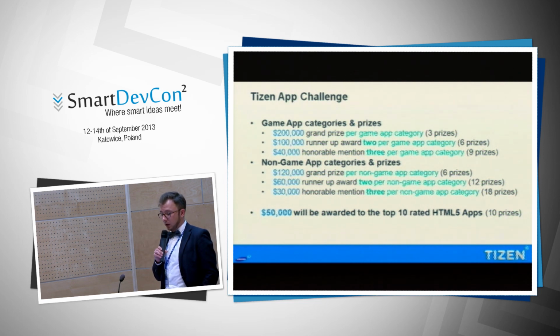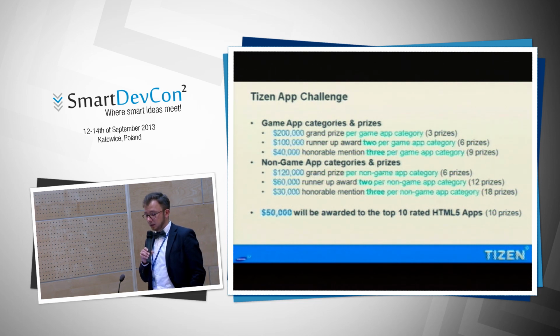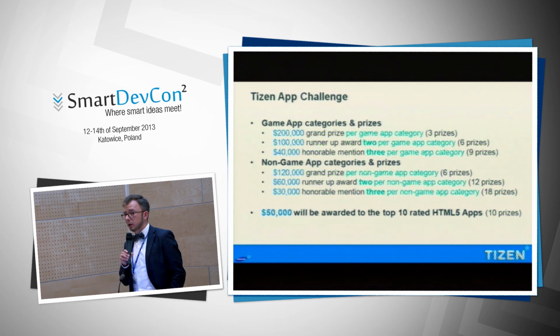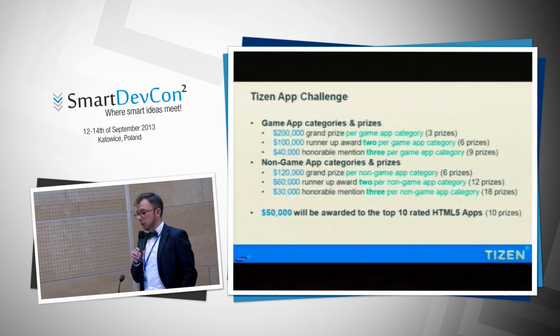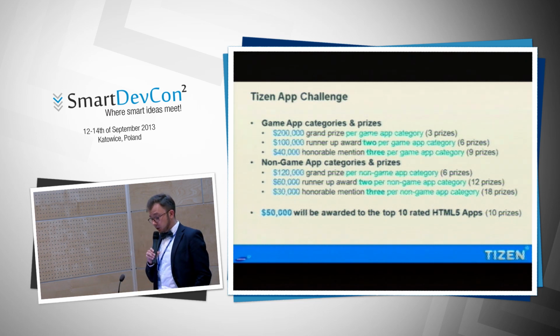For example, per each category in the game, the main prize is 200,000 US dollars. There will be 3 prizes, and the second prize is for another 2 apps, and it's 100,000 US dollars per each. There will be 6 prizes, 40,000 US dollars for 9 games. And there are also a lot of prizes for non-games applications.